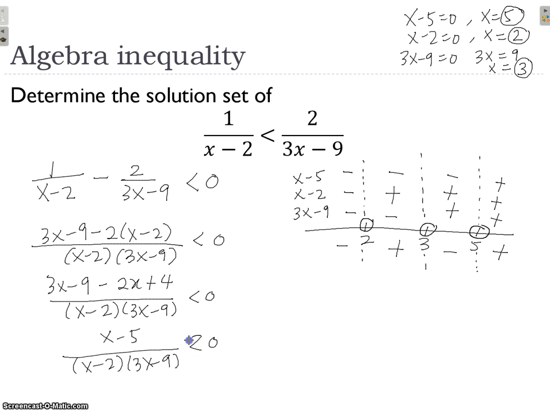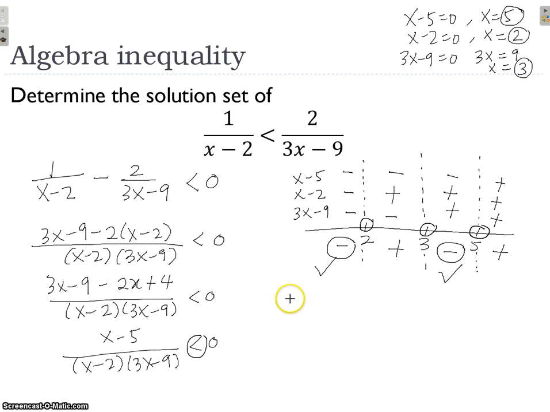But look at this sign. This sign means less than 0. In other words, it means negative. So we will observe here how many intervals indicate negative. It's here and here. So we have two solutions: the interval less than 2 and the interval between 3 and 5.